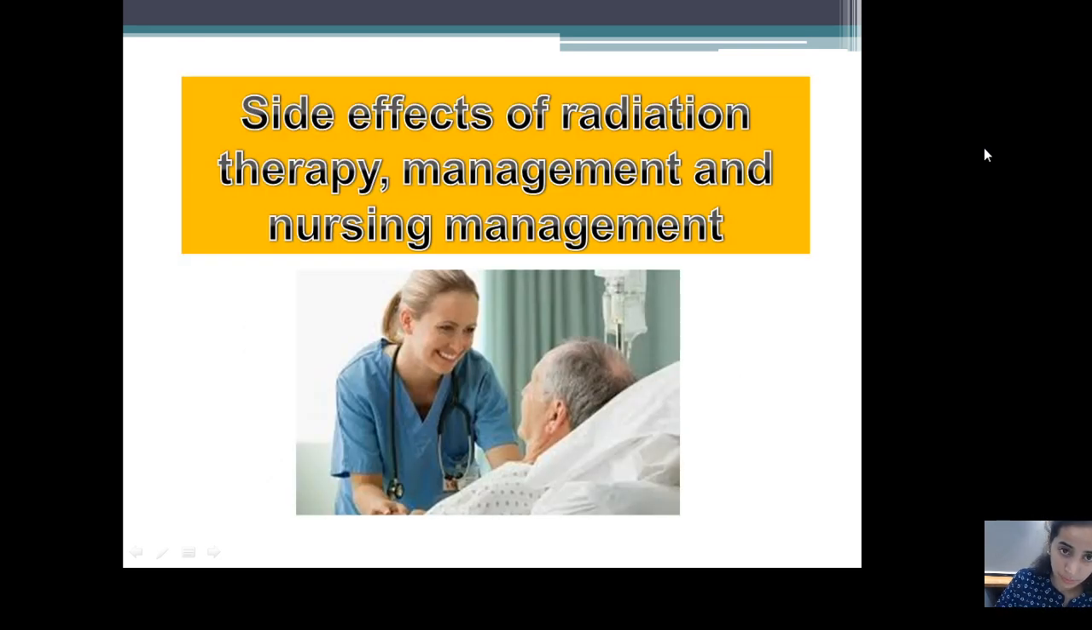Then this was about the second part. Then we'll talk about the third part of the radiation therapy. The third part will be side effects of the radiation therapy, its management and nursing management.